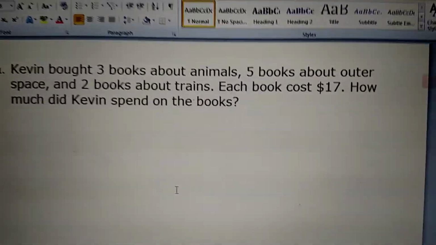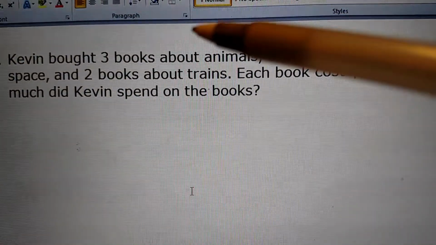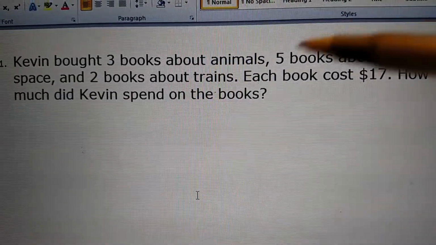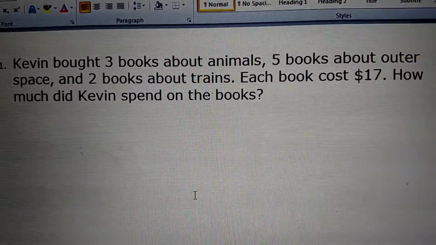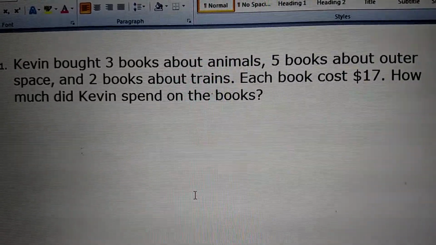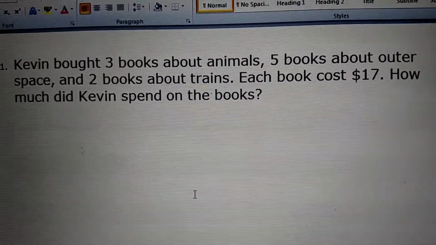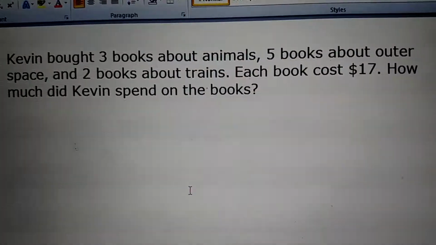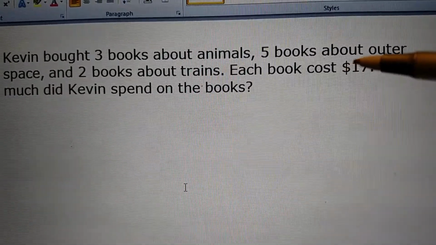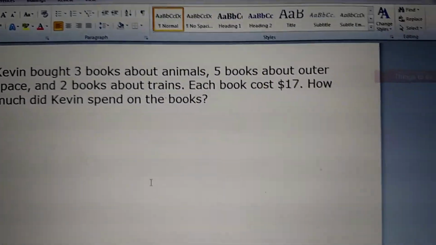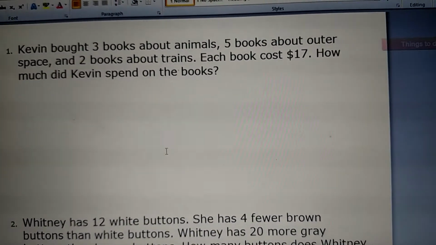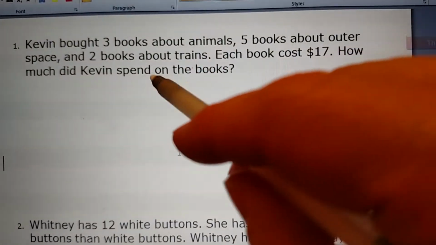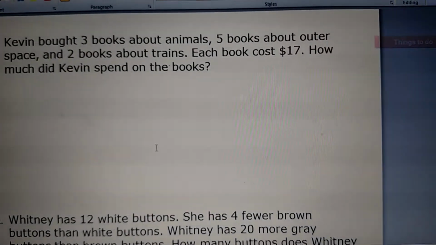So I have 3 animal books, 5 outer space books, and 2 train books. So if I add those together, Kevin had a total of 10 books. So he had 10 books, and each of those books cost $17. So I'm thinking in my head that if I have 10 books and each cost $17, that'll give me the amount that he spent on all the books altogether.